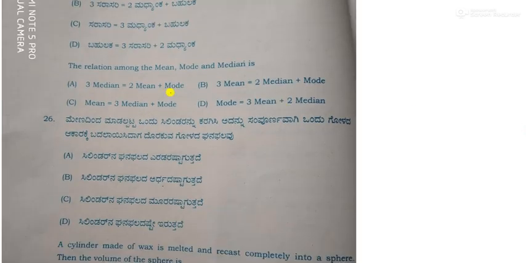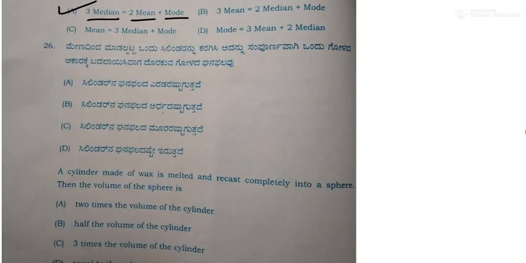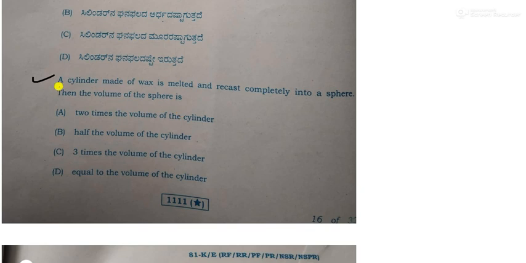Next is question number 25. The relation among the mean, median and mode is what? So it is 3 median is equal to 2 mean plus mode. So yes, this is right. 3 median, 1 mode plus 2 mean. Okay, they have just interchanged mean at the place of mode. That's all.